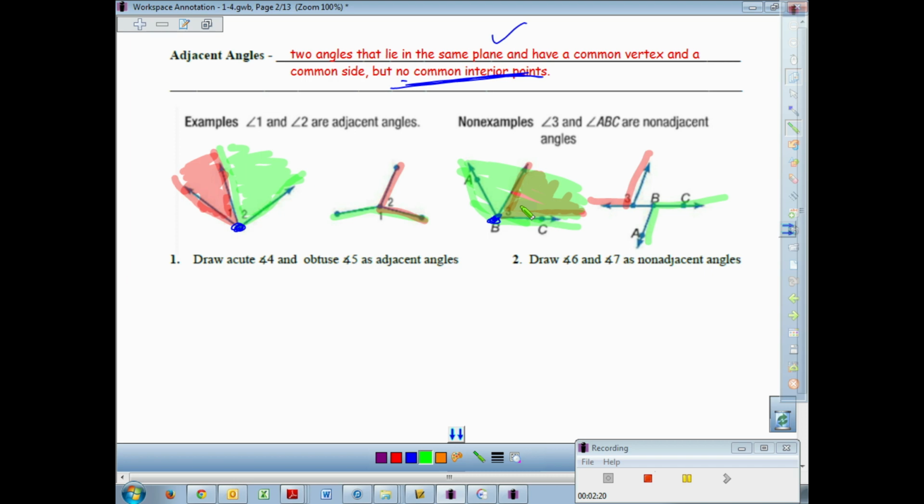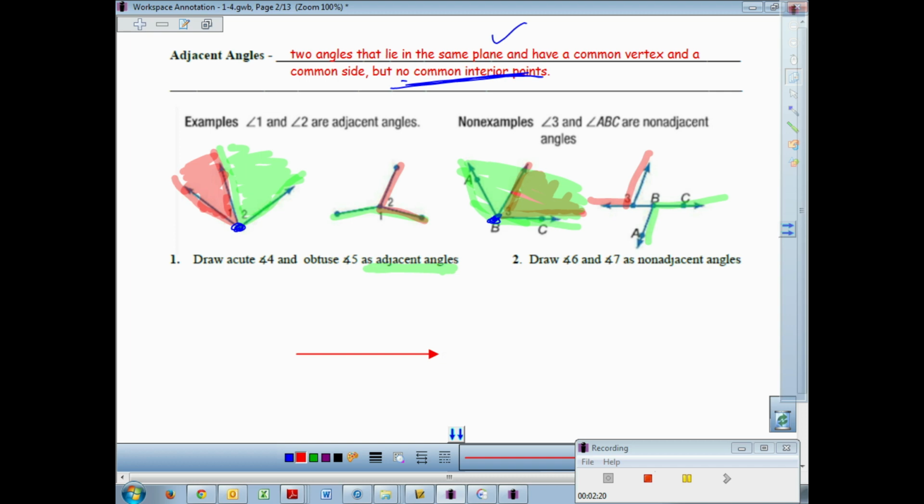Sound all right? All right, so let's do this. Let's draw acute angle 4 and obtuse angle 5 as adjacent angles. Sound okay? So one thing at a time. First of all, should they be touching each other? They better be, right? Let's start with acute angle 4. So how much should it measure?